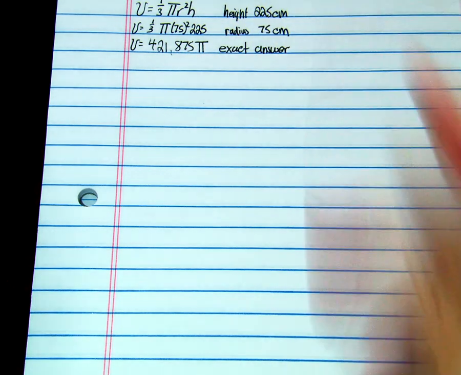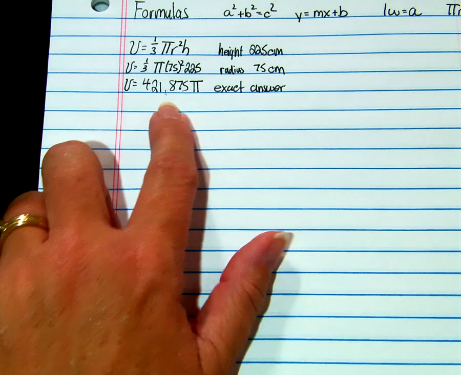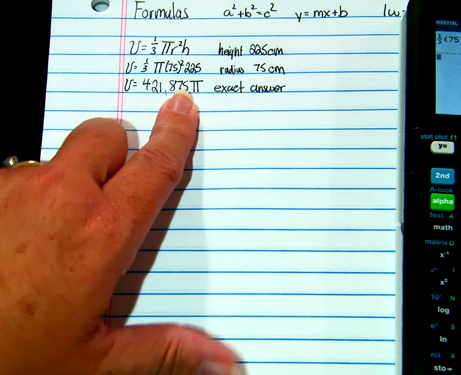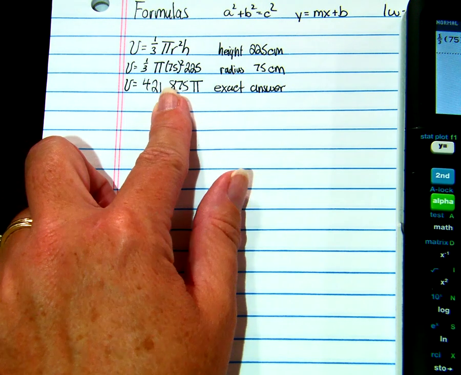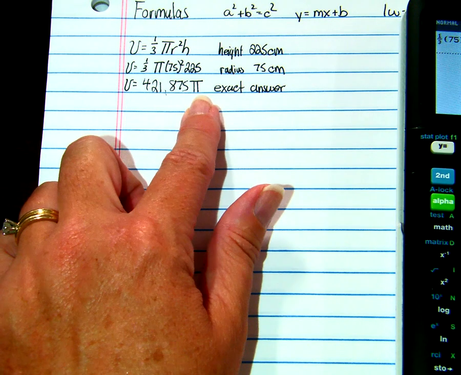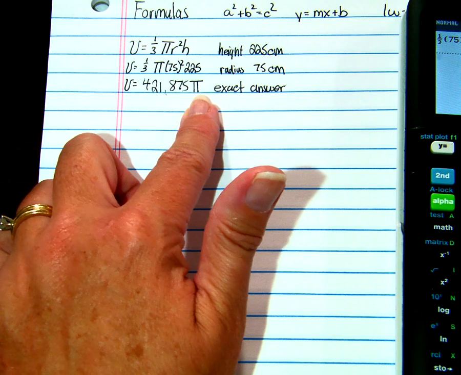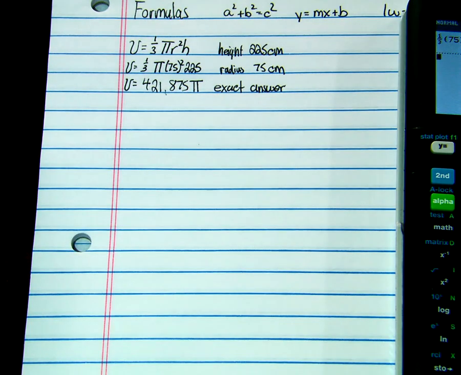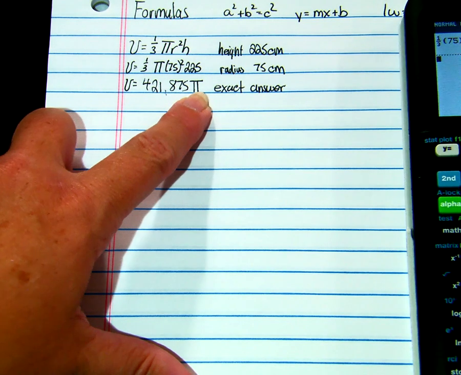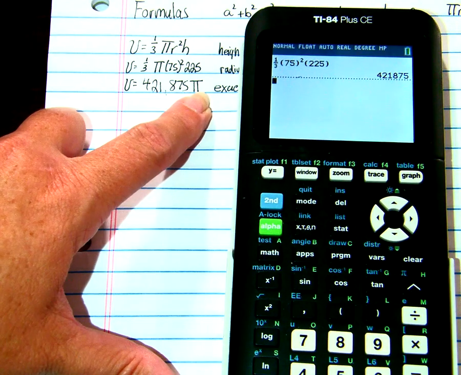It means nothing has been rounded or estimated. That is your exact answer. Now, what if you are actually measuring something out and you need an answer not left in terms of pi? You need to be able to measure it. Maybe you're measuring out liters, or maybe you're measuring out inches to fill it with something. Then you're going to need to multiply times pi. You can use that number times your pi button.